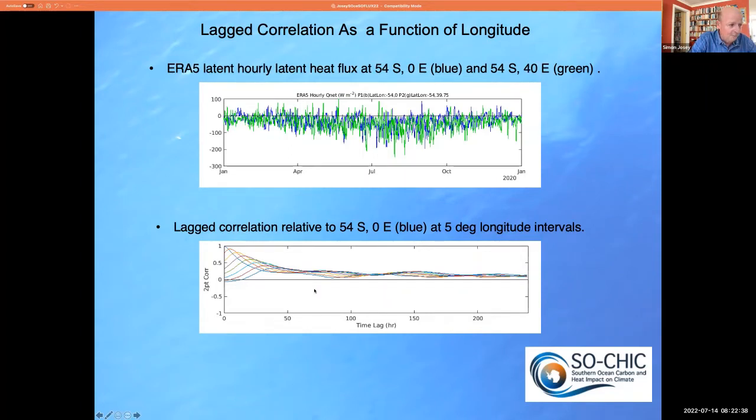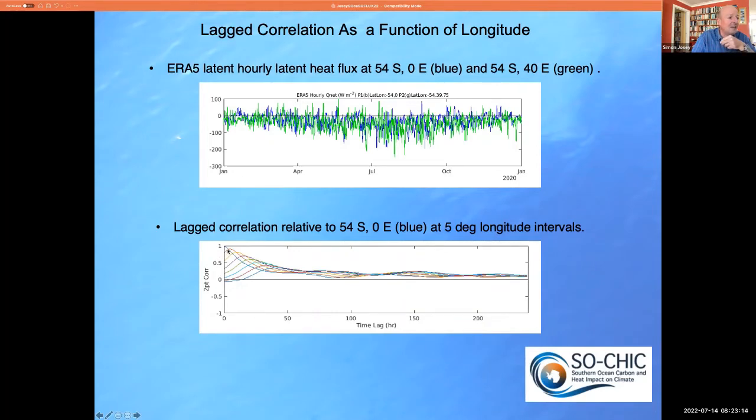Yeah, so this is a plot I produced an hour ago, in fact, as recent work. So what we see here is, imagine the top 2 time series. Imagine that one is at 54 south, 0 east, that's the blue one. But instead of this second one being at 40 east, imagine it's at 5 east. Then you can calculate a correlation between those time series at lag 0. You can do it at lag 1 hour, 2 hours, 3 hours, and so on. That's what you're seeing on these. So this is the lag.